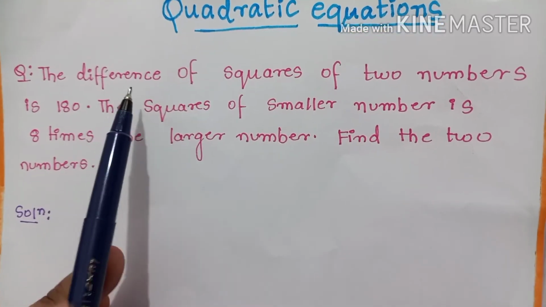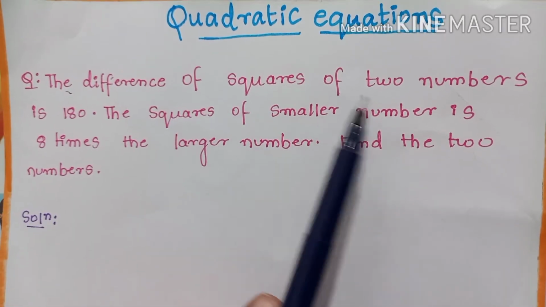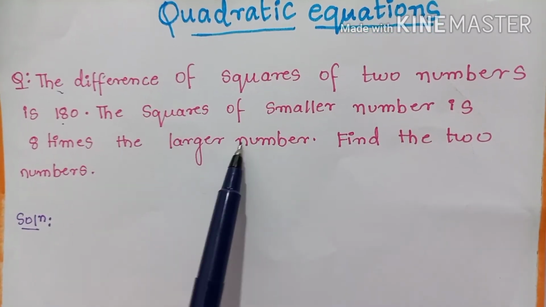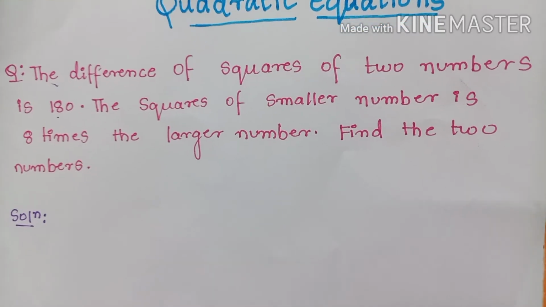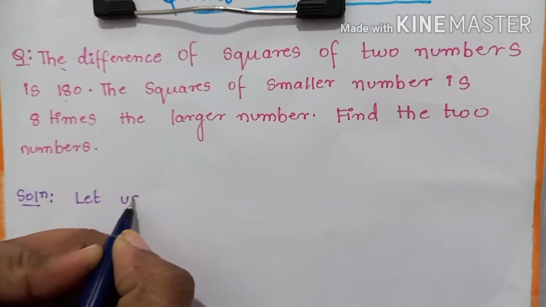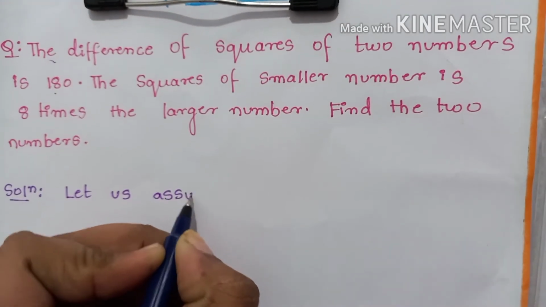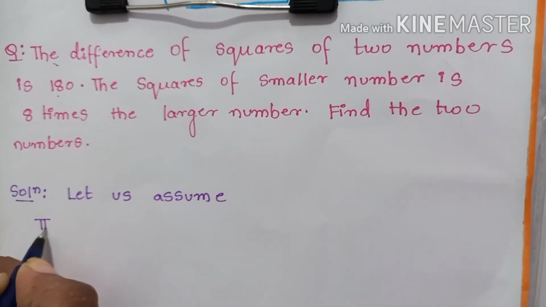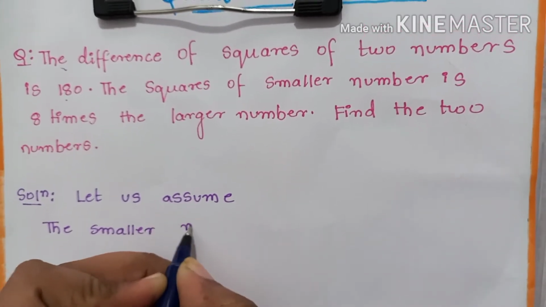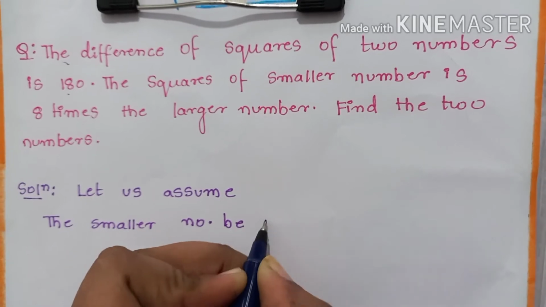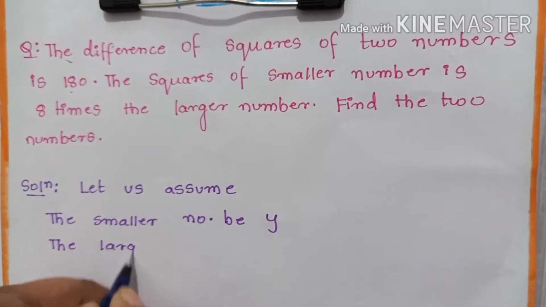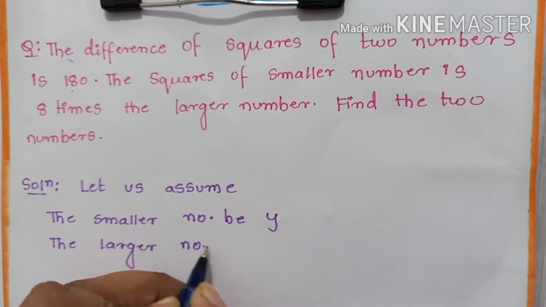Here is one more word problem. The difference of squares of two numbers is 180. The square of the smaller number is 8 times the larger number. Find the two numbers. Now let us assume the smaller number be y and the larger number be x.